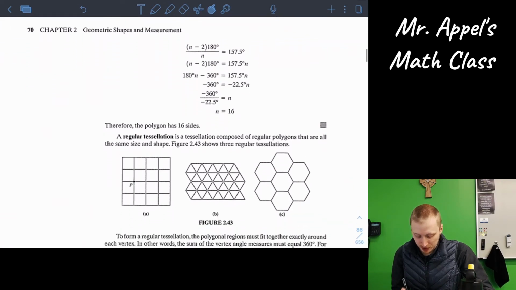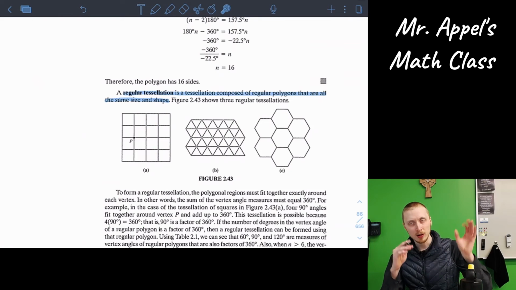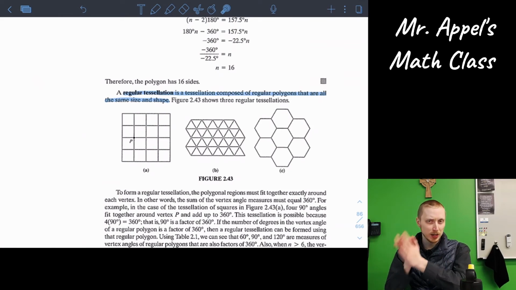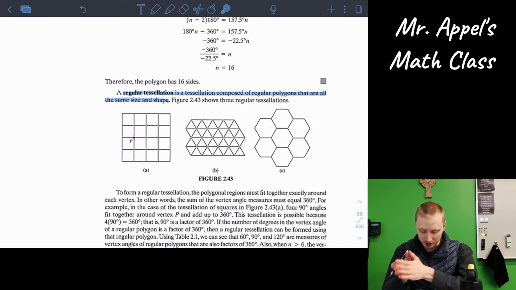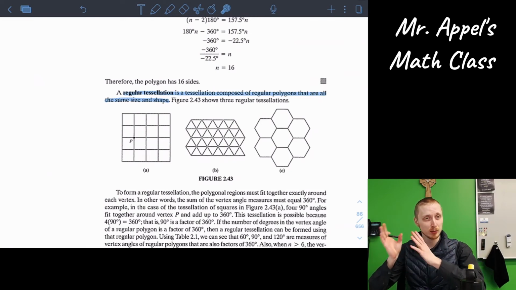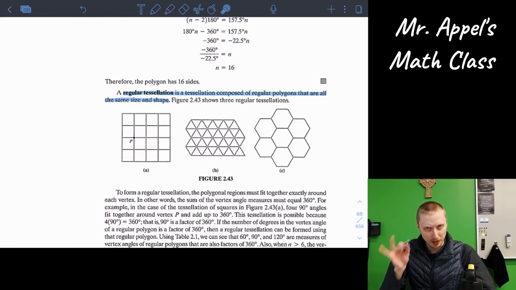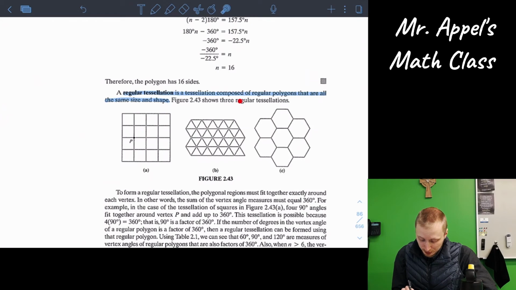And now back to the tessellations. A regular tessellation, back to blue, is a tessellation composed of regular polygons that are all the same size and shape. That is to say, not only are all of the shapes in the tessellation regular polygons, but they're all the same regular polygon. I believe if you used multiple different but still regular polygons, for example, if you combine some triangles and hexagons, that would be called a semi-regular tessellation. So here are 3 possible regular tessellations. Here's all squares, triangles, and hexagons.